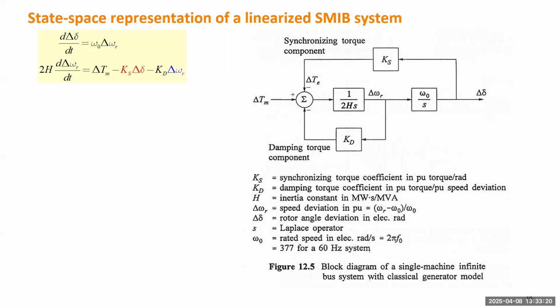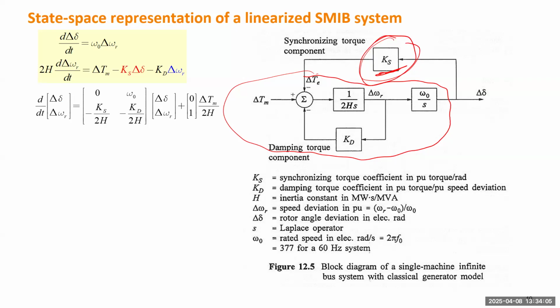This block diagram is very similar to the block diagram we have seen in the generator modeling session. But here we add another component, which is a synchronizing torque component. This one comes from the system. Everything else may only come from the generator itself, but the KS really comes from that sine function. That sine function is the electric power from the generator to the infinite bus system, so this KS is really from the network.